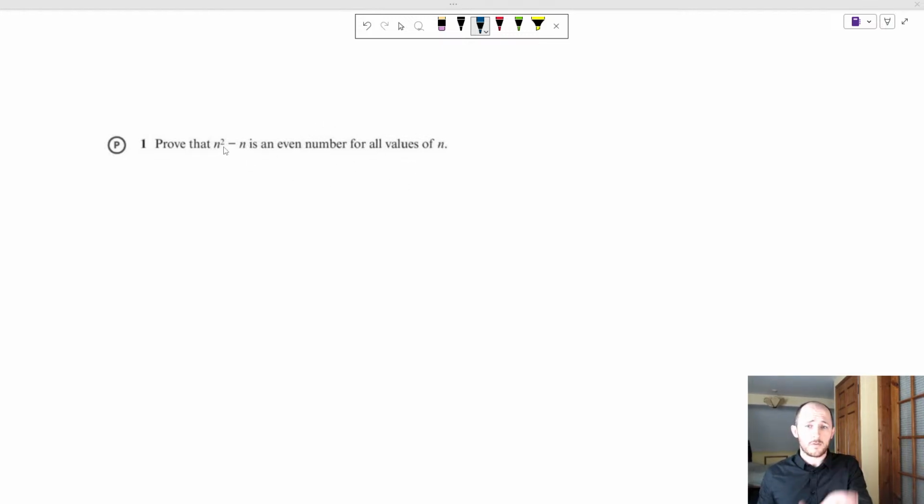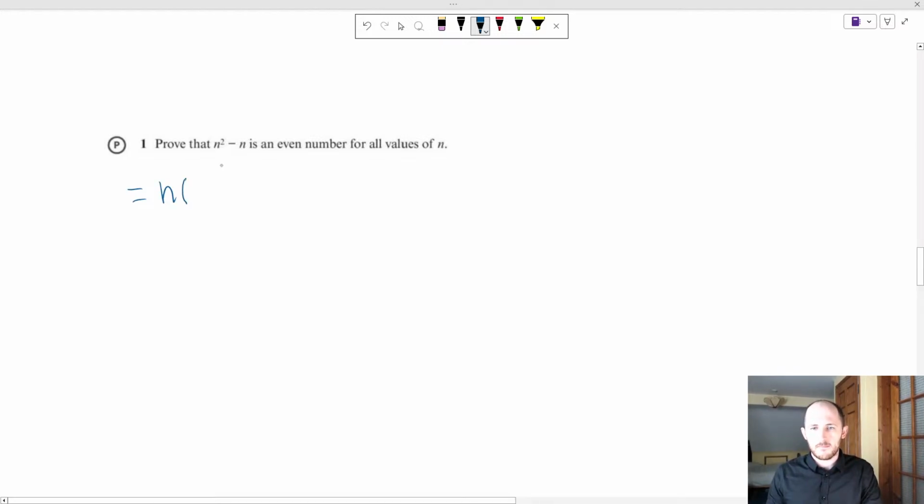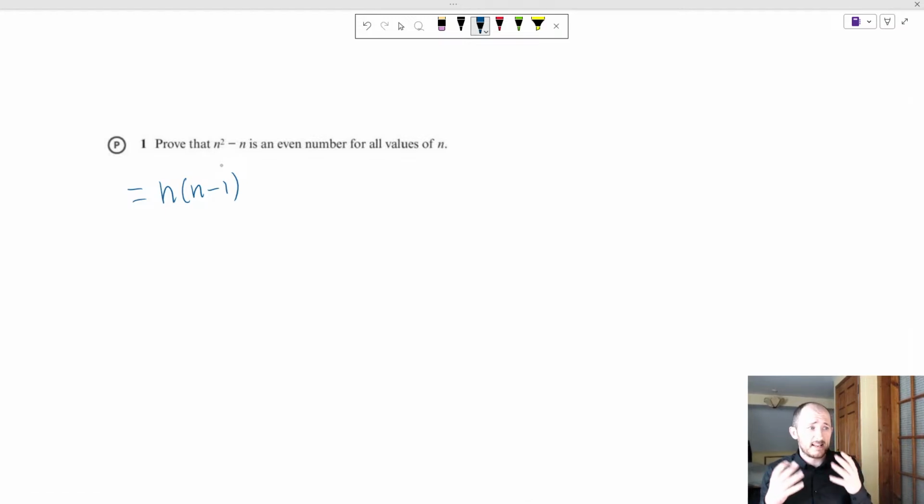Now, whenever I see a quadratic, I like to factorize it. So, let's do that. So, automatically, I would always factorize just because it makes my life easier. I can see exactly what's going on. So, it's saying that this is an even number for all values of n. So, one thing you could do is sub in a couple of values and see what happens. This is something I think teachers don't do enough. So, let's play with it, right?